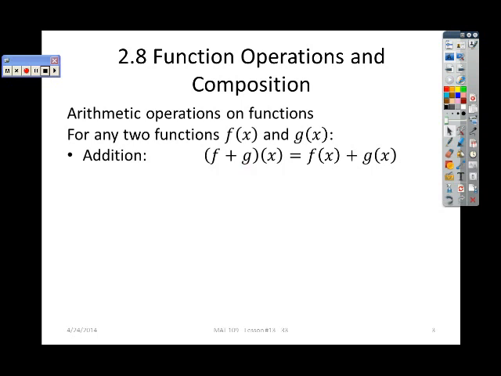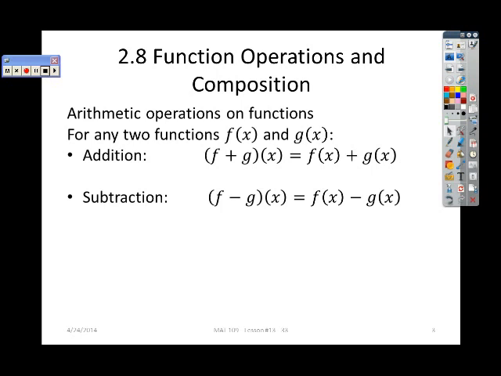Because we have this parenthesis x, you should immediately trigger on the fact that that is a function notation. It is not f plus g multiplied times x. It's actually f plus g of x. That's the way you would say it, is f plus g of x. The literal operation is just a straightforward combination of the two functions. You put a plus sign between them.